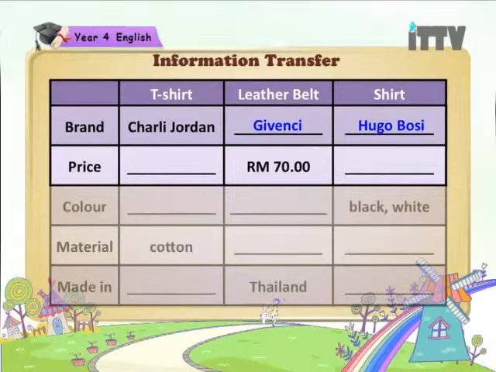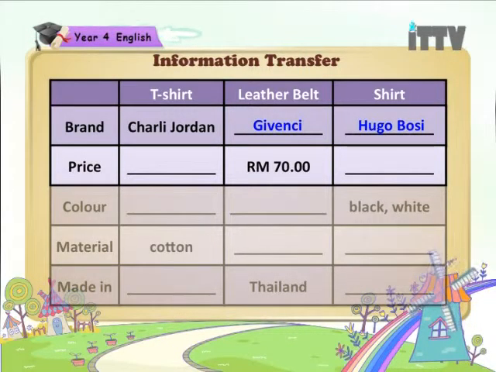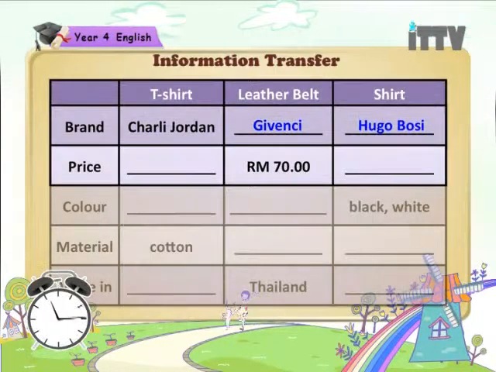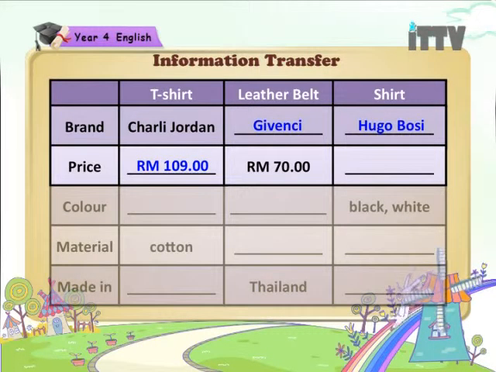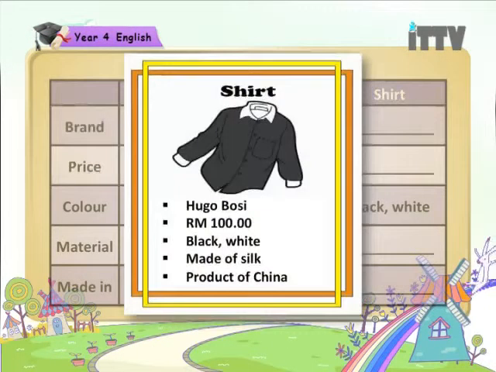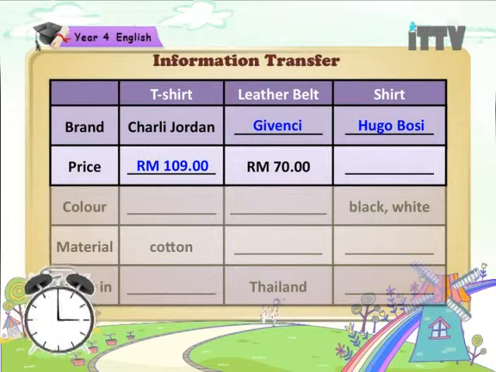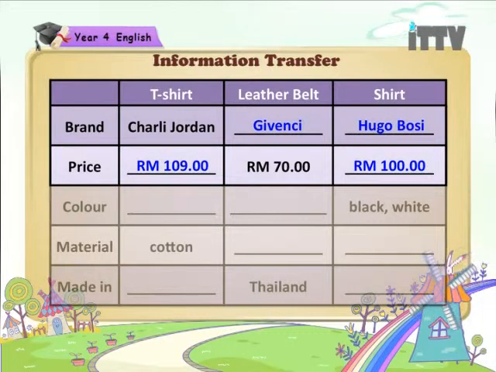Let's proceed. Now look at the price. You have the price for leather belt, but you don't have the price for t-shirt and shirt. So let us look at the t-shirt. Very good, students. It cost RM 109. Now what about the shirt? Very good. The shirt costs RM 100.